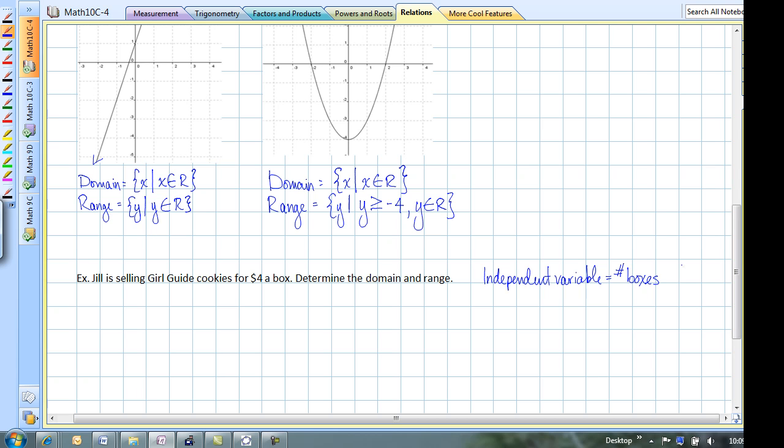Right, so the number of boxes of cookies, and perhaps I'll name that B, and the dependent variable will therefore be her earnings then. And so we can call that E.